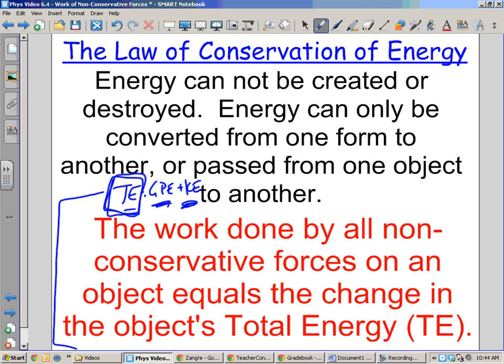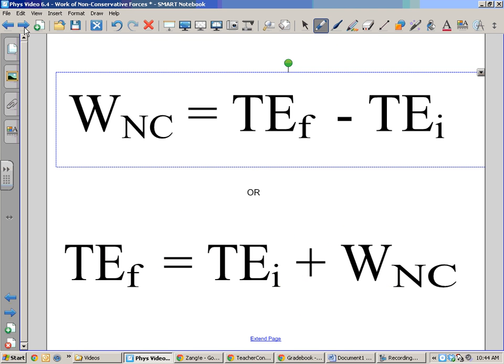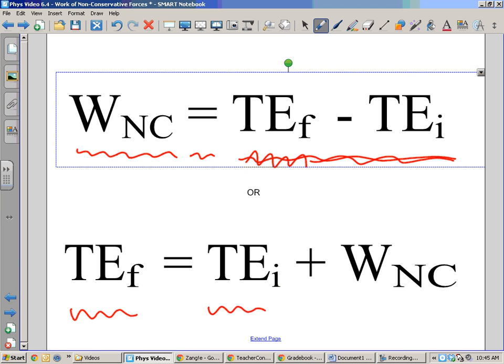Which brings us to our first new equation of the day, which says the work done by non-conservative forces is equal to how much the total energy changes. It's the difference between how much you ended up with and what you started with. Another way of thinking about it is this: the total energy that you're going to end up with is however much you started with plus however much you gained from that outside force, that non-conservative force doing work on it.